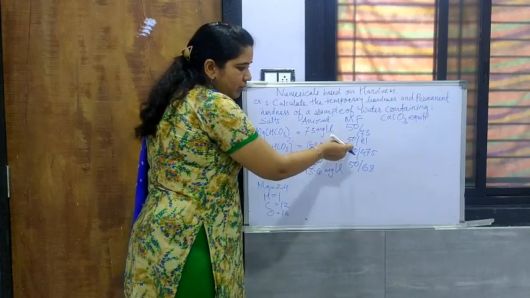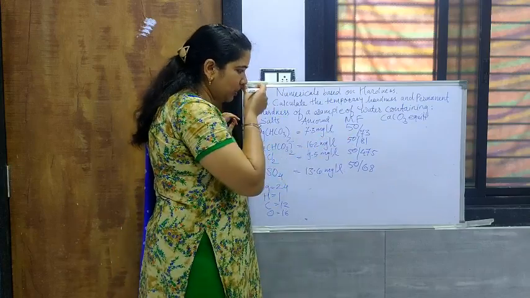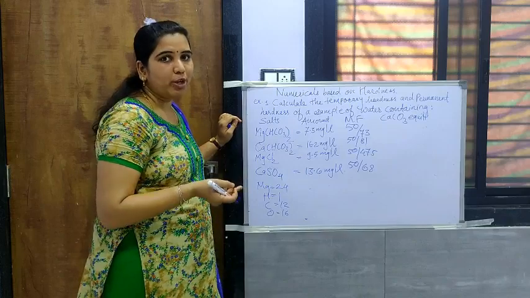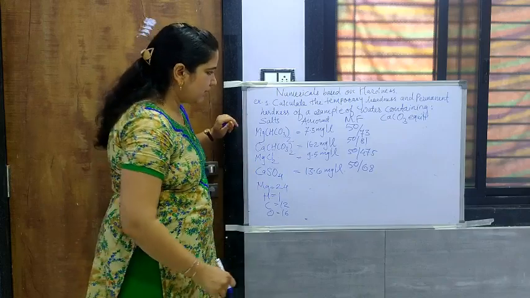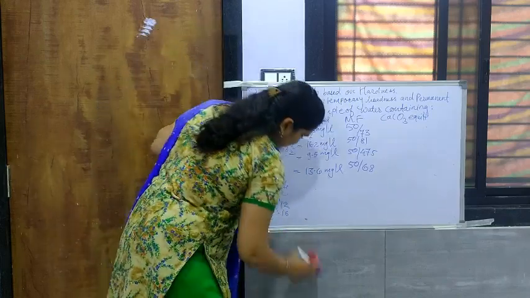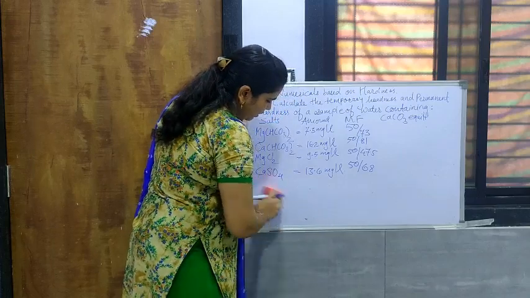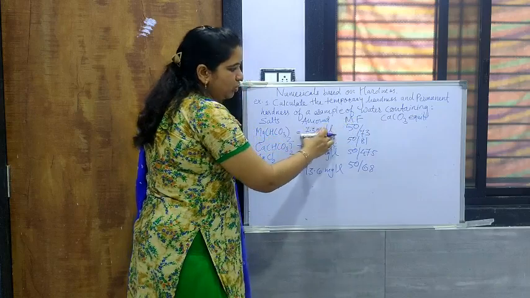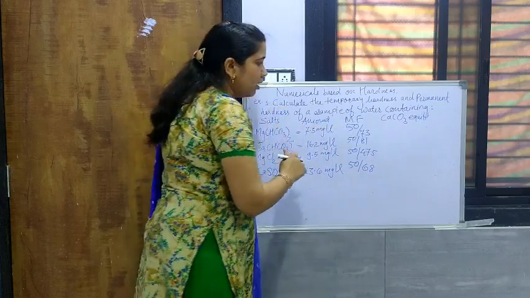The multiplication factor is in terms of 50 upon these values, ultimately calculated from the equivalent weights and molecular weights from these atomic weights. Now we have to calculate the CaCO3 equivalent. So CaCO3 equivalent is nothing but what? It is the multiplication factor into this amount which is given in the problem.